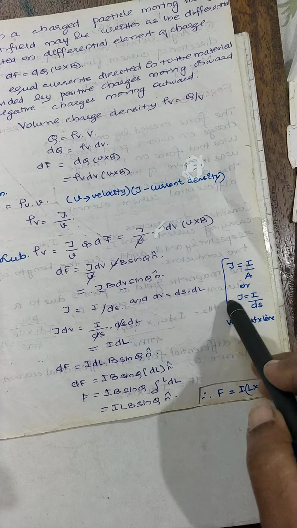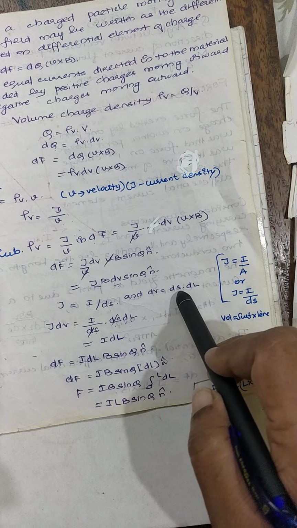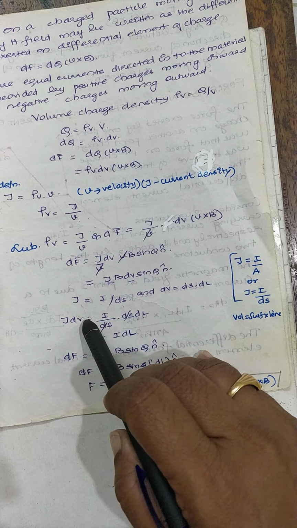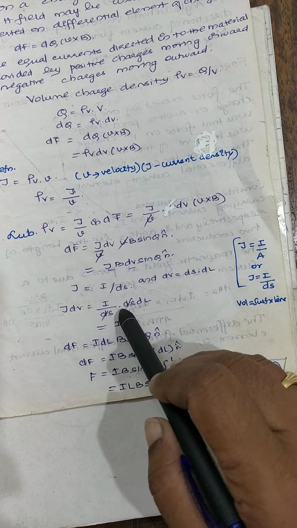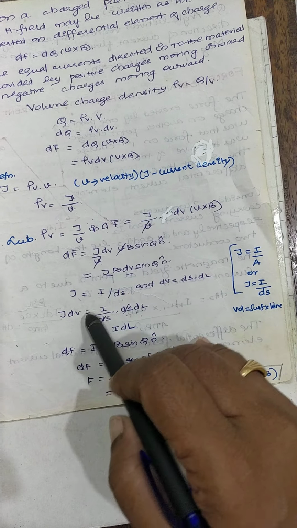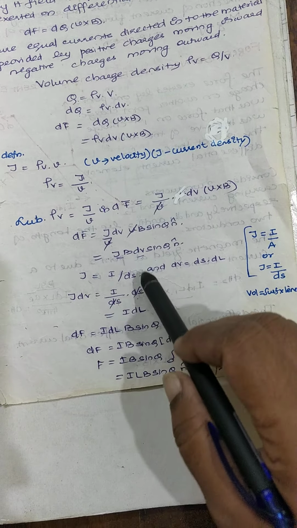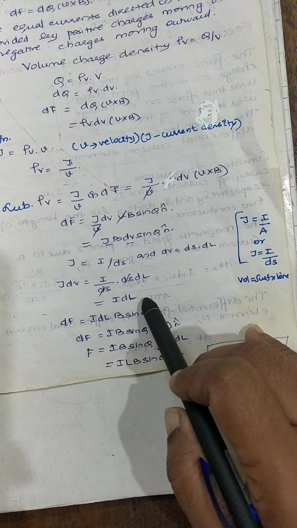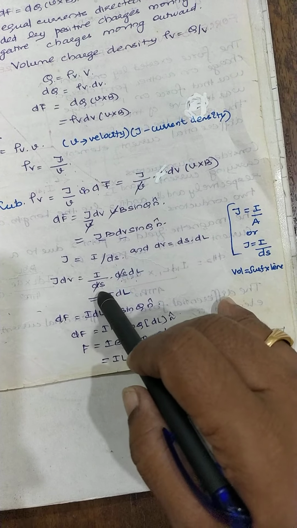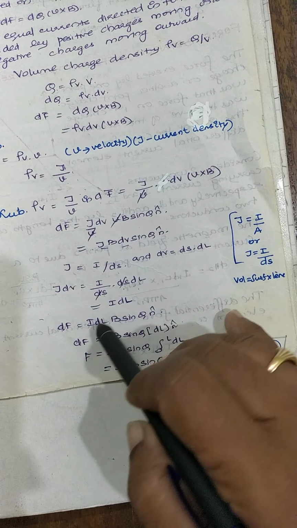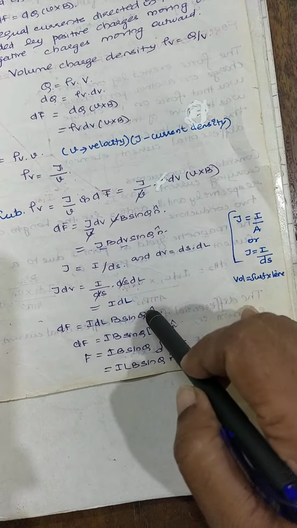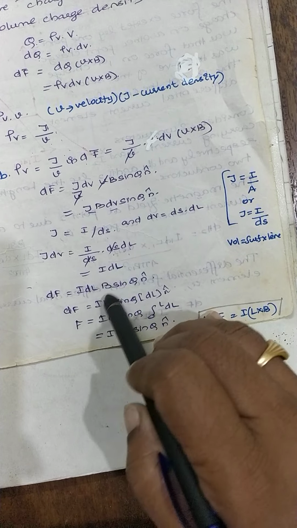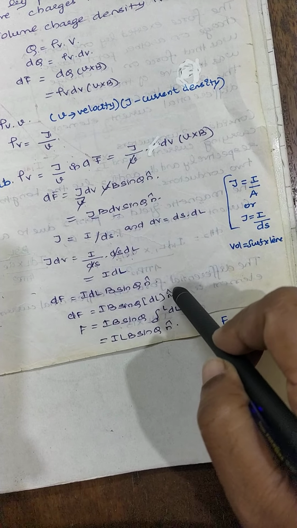The volume element is a product of the line and the surface element, so dV is equal to ds into dl. I am substituting J and dV in this equation. Upon substitution, the final modified equation takes the form where J dV equals I dl. So I dl B sin theta n cap is the differential force. How can I rewrite this equation? I B sin theta stays as such, dl of n cap.